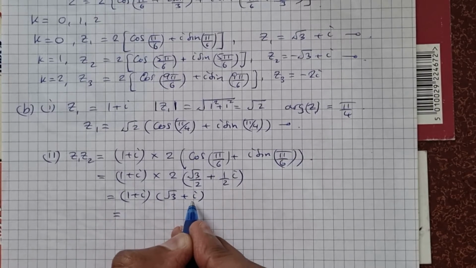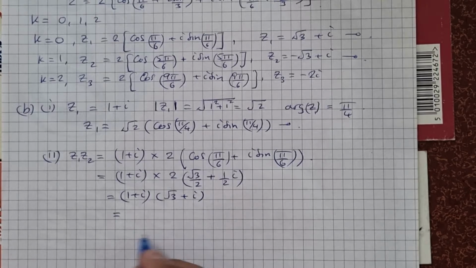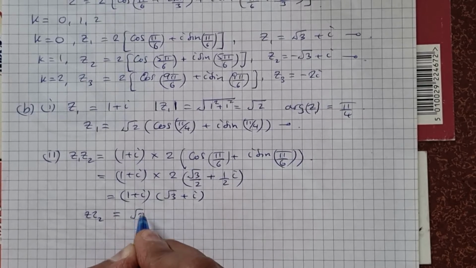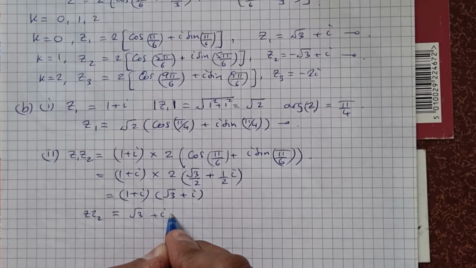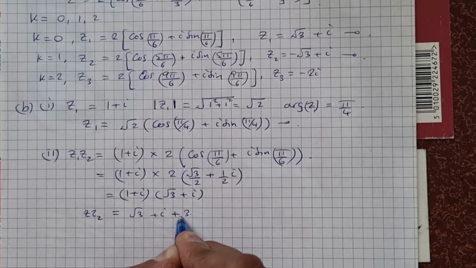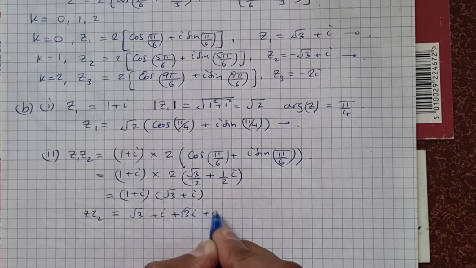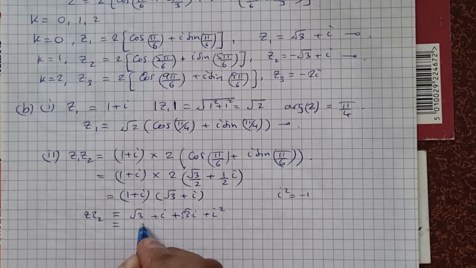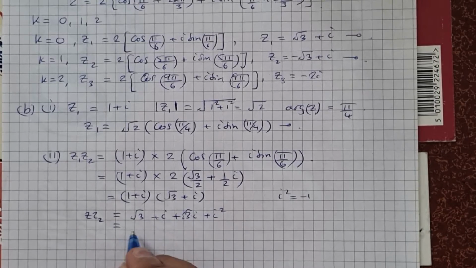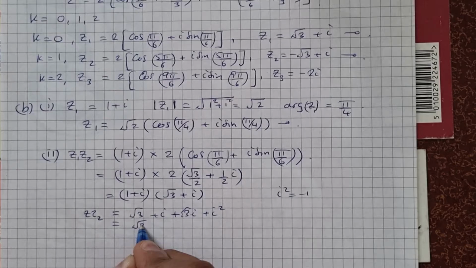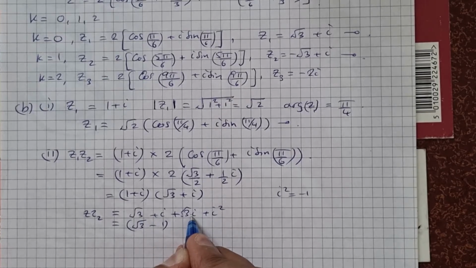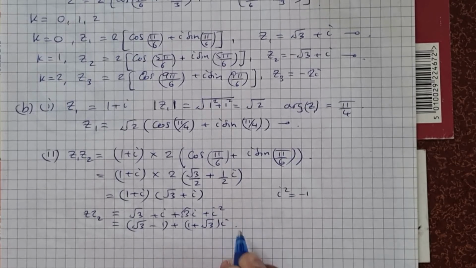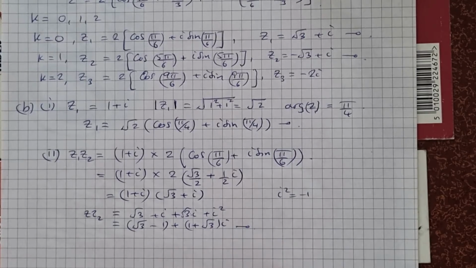And this is basic quadratic expansion. So if we were to expand this, Z1 Z2 is going to turn out to be root of 3, plus i, plus root of 3 i, plus i squared, and we know that i squared is equal to negative 1. So minus 1 here, so root of 3 minus 1. And then i is common, so plus 1 plus root of 3, and I've got the i common. So here we are, Z1 Z2.